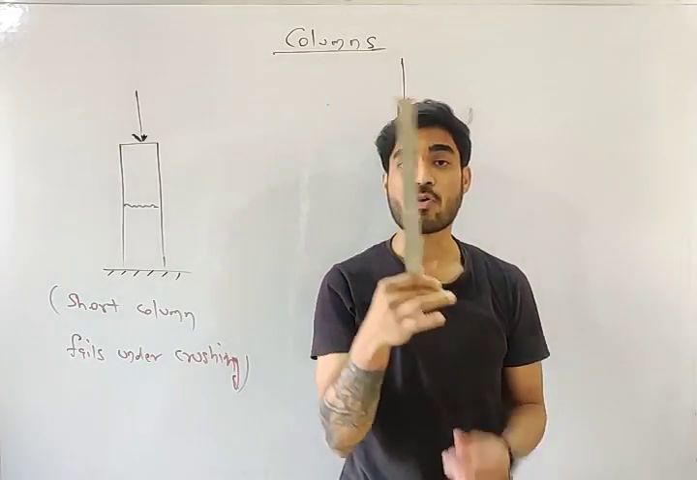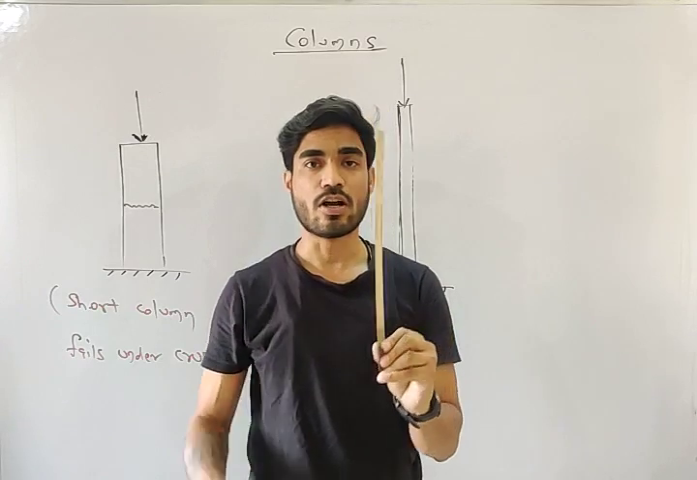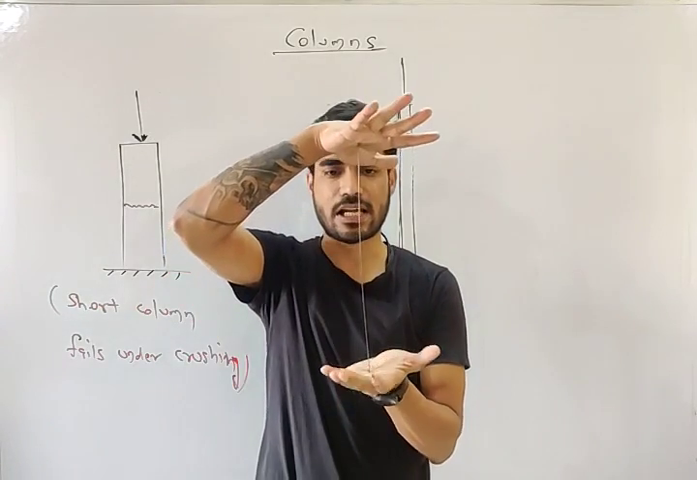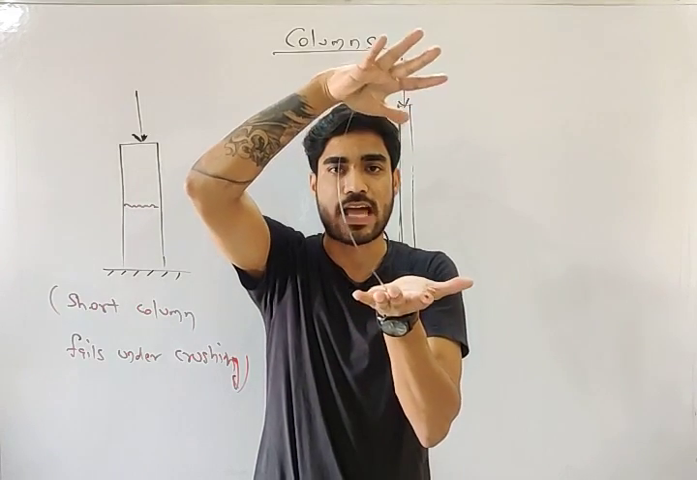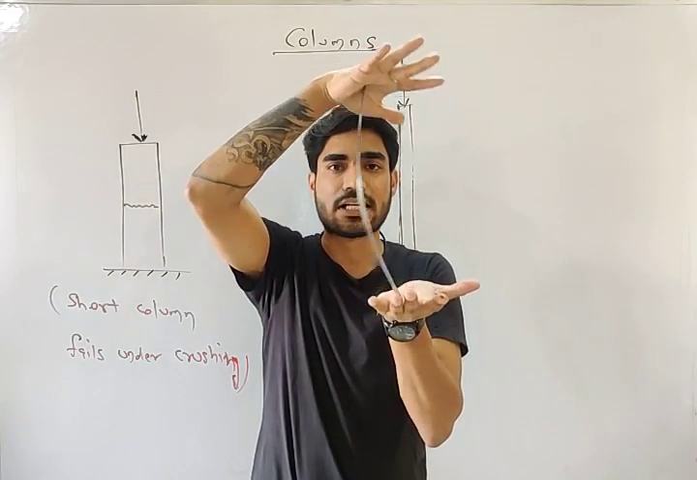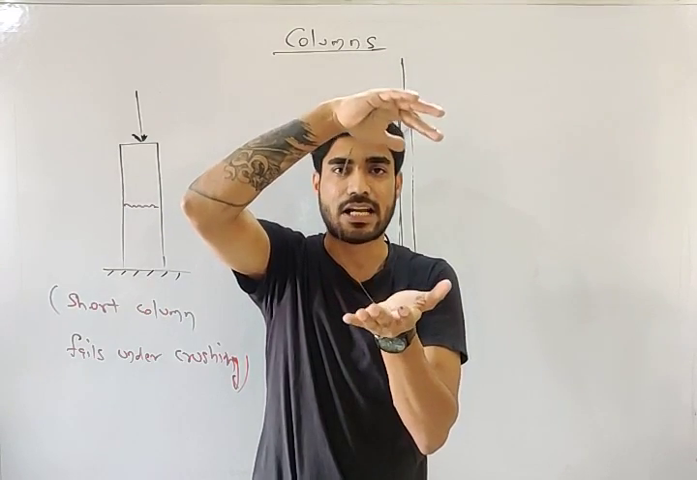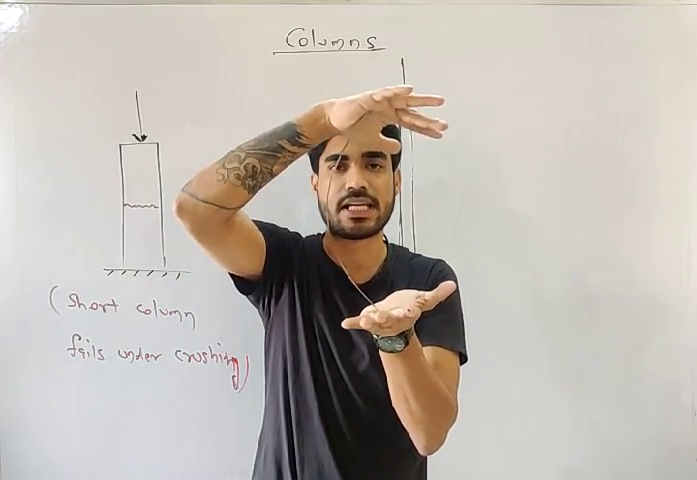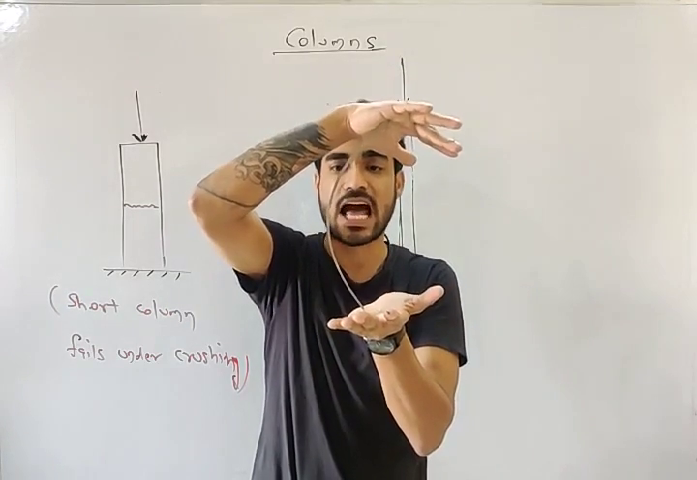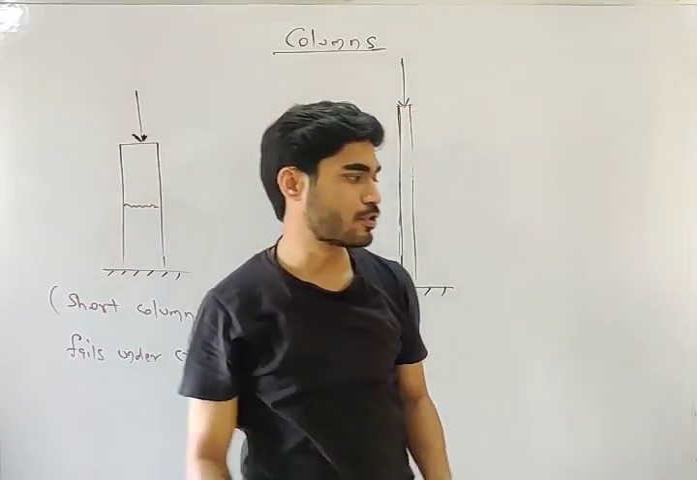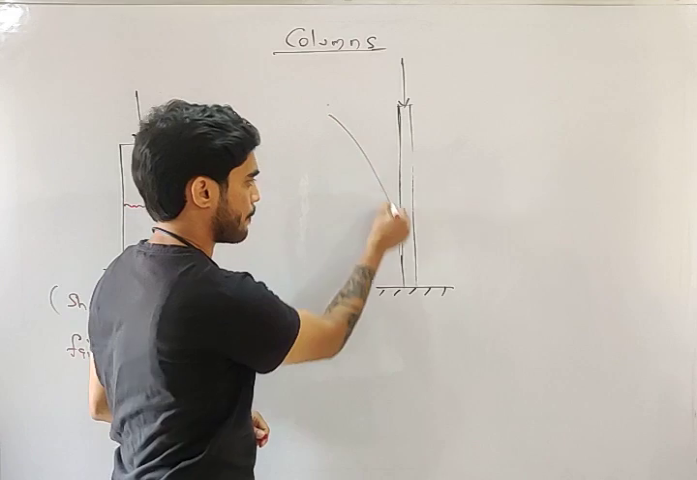This is a long column, my friend. It is a steel ruler and it is a long column. If you keep on increasing the load on this, what will happen, my friend? Can you see what is happening? It is deflected in the lateral direction, a sharp deflection. You can see a sharp bending. This is known as buckling, my friend.